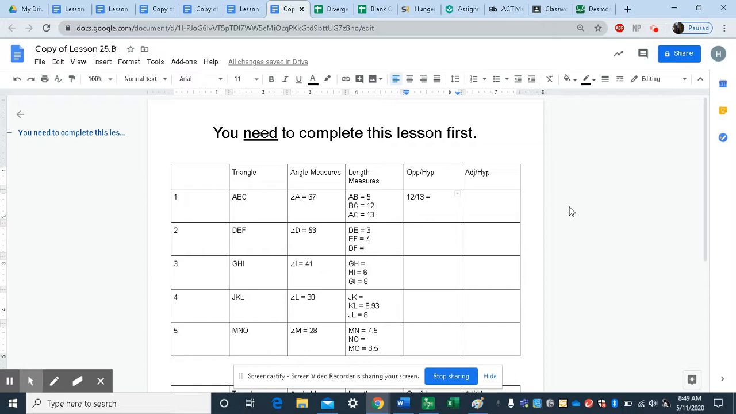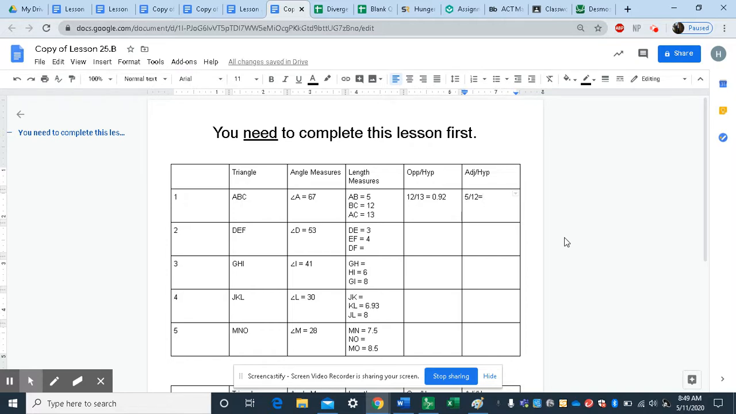And when we type it in, we're going to get a decimal. We're going to round it to 2 decimal places just because otherwise it would go on forever. So 12 divided by 13 gives us 0.92. So all we're doing right now is finding the measure lengths, and then we're doing opposite over hypotenuse, and now we're going to do adjacent over hypotenuse. So if BC is opposite and AC is our hypotenuse, that means that AB is our adjacent.